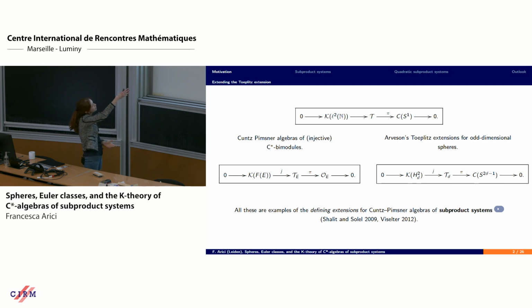And then I have another generalization, which is Arveson's Toeplitz extension for odd-dimensional spheres. It's basically the same as what happens with the unilateral shift, but done in higher dimensions, so that you get a non-commutative disk whose boundary is an odd-dimensional sphere. These are the examples that I have in mind, and all these are examples of what I call subproduct systems. So let's look at the first one.